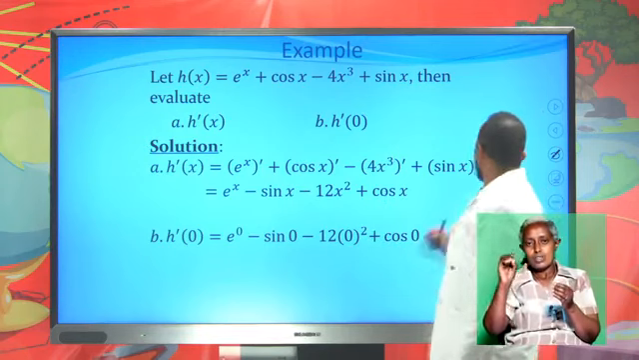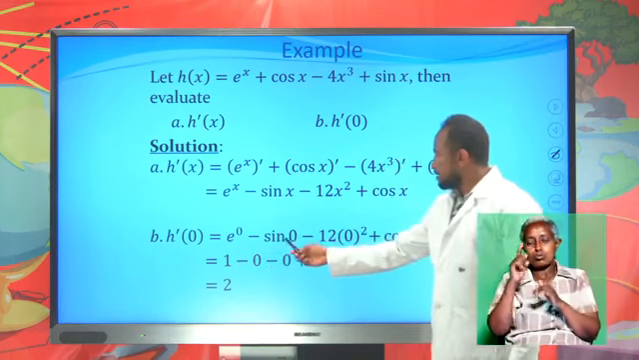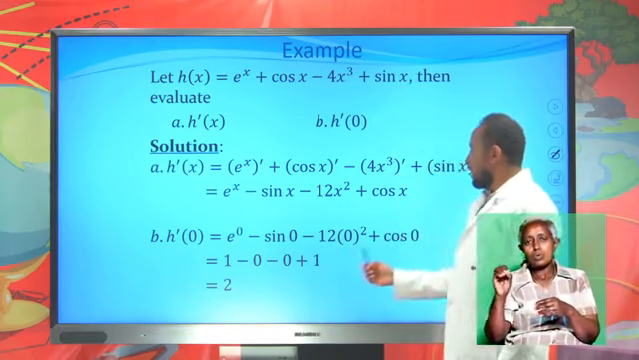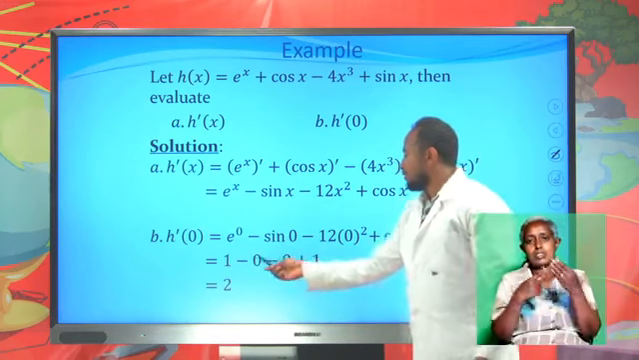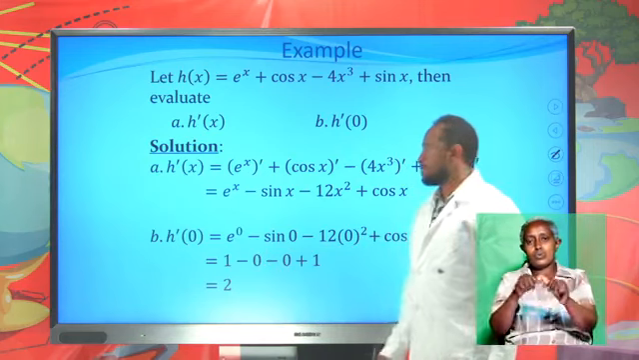0. Therefore, this is equal to e raised to 0, which is 1, and sine 0 is 0. 12 times 0 is 0. Cosine of 0 is 1. Therefore, when you add this, you get 2. So this is the answer. Now let's continue to the next part.